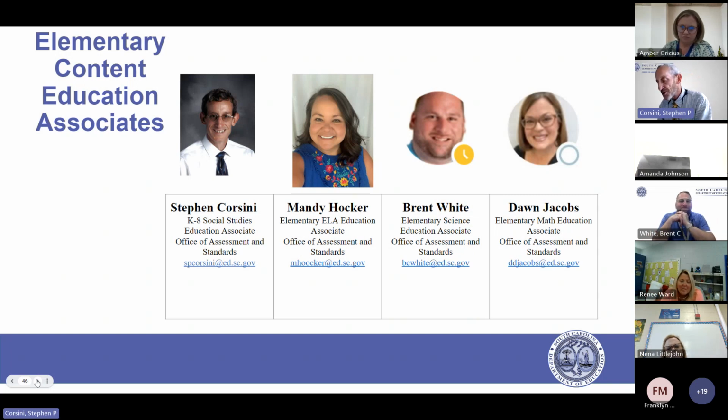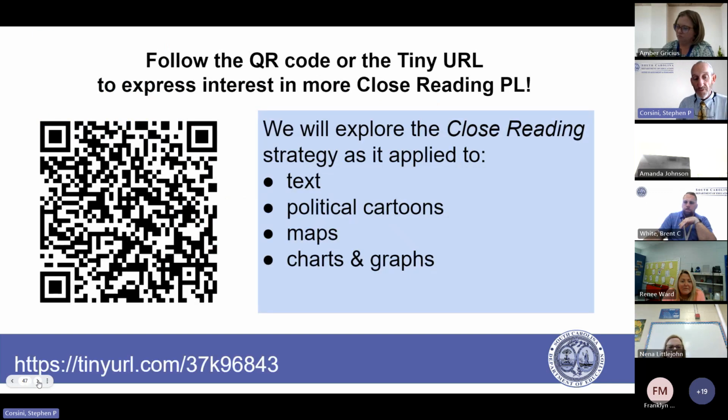And as I teased earlier, social studies requires our students to work with a variety of different source types. We have an evidence indicator for every standard, and we want our kids working with a variety of sources. This close reading strategy can be applied to these different source types. There's a QR code and a tiny URL. This is just a super brief survey that I'm using to gain some data about a follow-up.